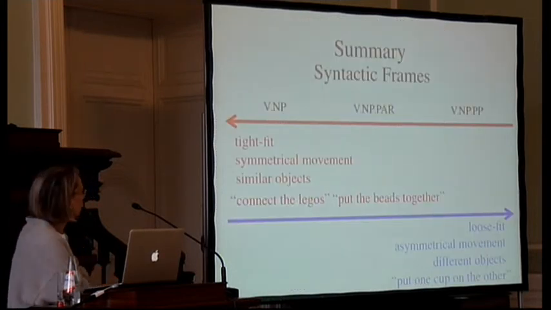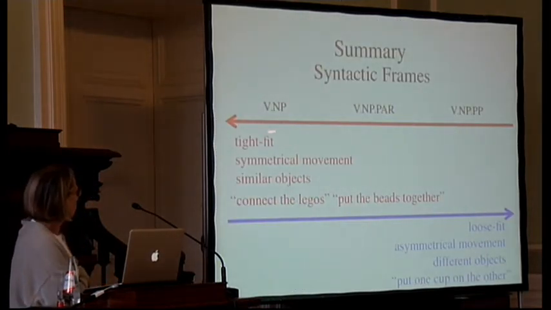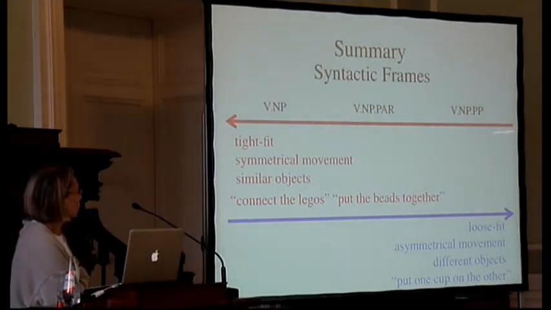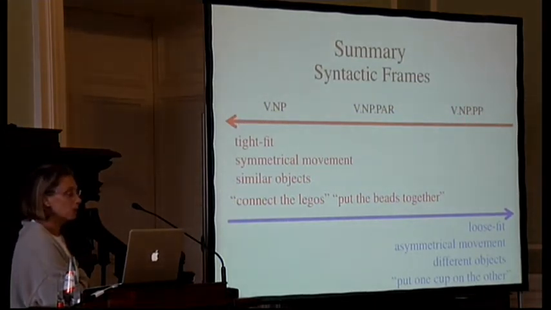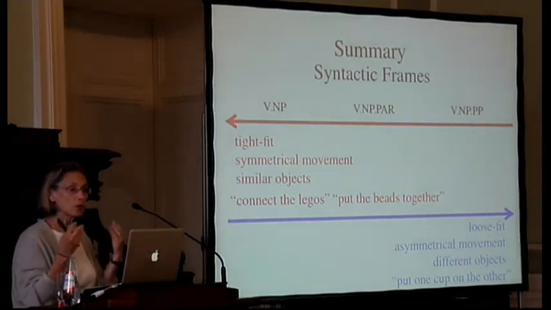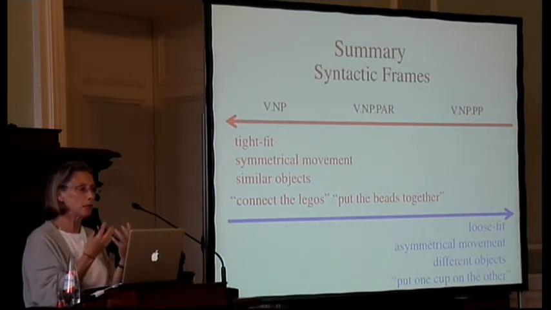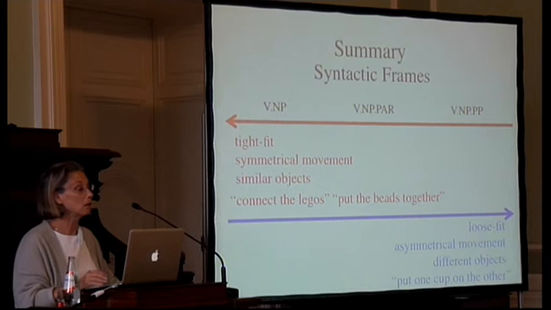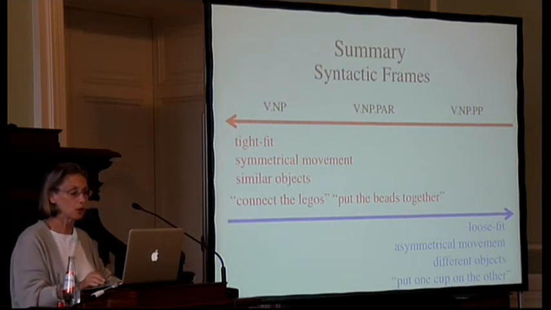So the summary for the syntactic frames is this. As you go towards VNP, you get tight fit events, symmetrical movement, similar objects, as in she connected the Legos or she put the beads together. As you move towards VNP-PP, where there are two different NPs, one here and one embedded in the prepositional phrase, you get loose fit, asymmetrical movement, different objects, such as she put one cup on the other. So this combination of forces, both the varieties of the verbs and the frames that they tend to appear in, does a really amazingly good job of separating out the tight and the loose fit distinction.